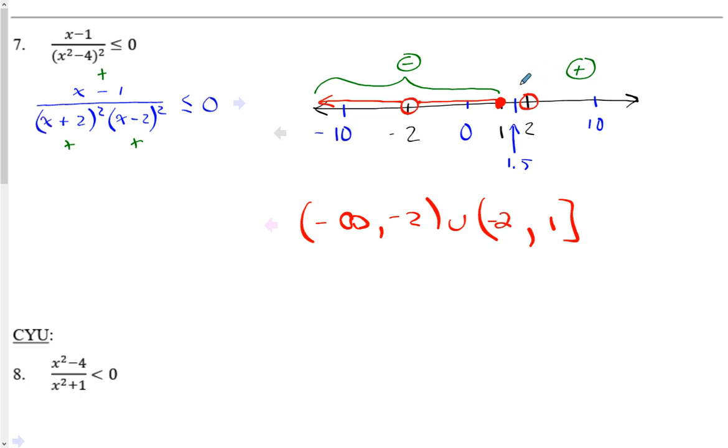So in this case, the non-permissible values were kind of useless for the test points. But I need to keep in mind that since this expression is not defined when x is -2 and when x is +2, -2 and +2 cannot be included in my solution. So even though my test point said I'm negative everywhere here to the left of x equaling 1, I have to remember to exclude where x is -2. And so here we have my solution.